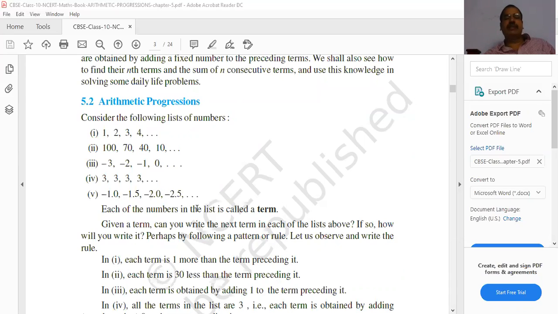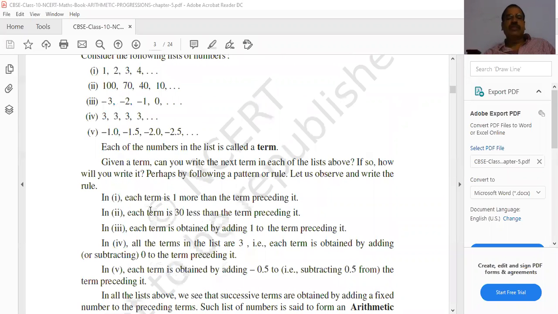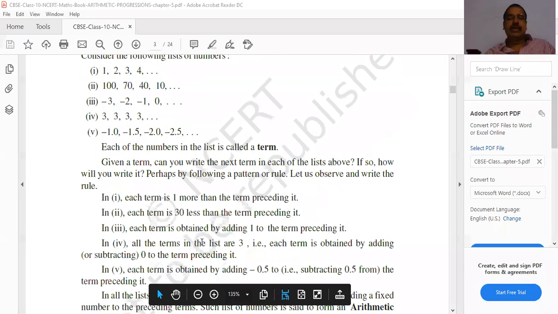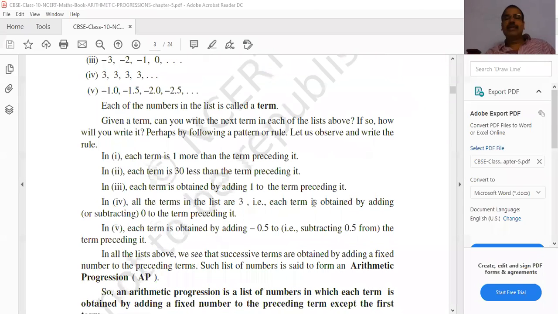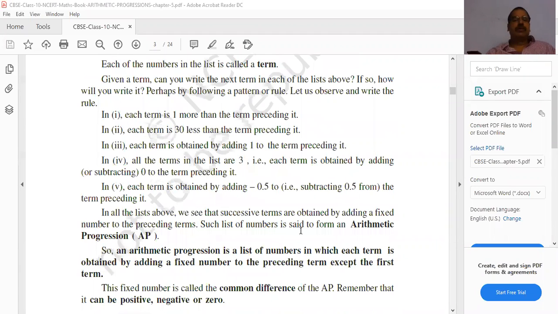Each of the numbers in the list is called a term: first term, second term, third term, fourth term. In the first list each term is 1 more than the term preceding it, in another each term is 30 less than the preceding term, in another minus 1 is added, and in the other each term is obtained by adding 0. So that's why it is also in AP. Next one, minus 0.5.